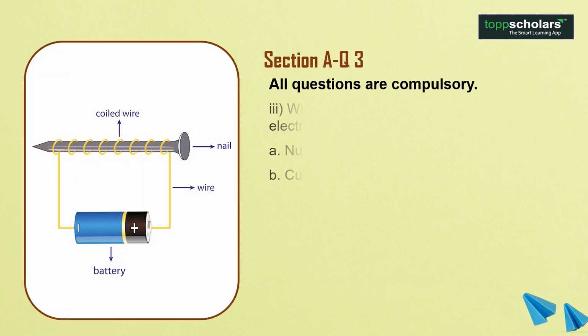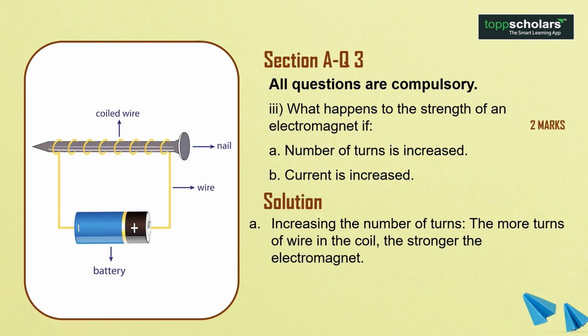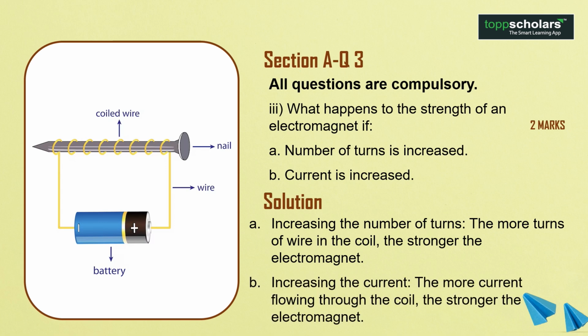Let's have a look at the third question. The next question says, what happens to the strength of an electromagnet if number of turns is increased, and if current is increased? This is again for 2 marks. Let's see the solution. Increasing the number of turns, the more turns of wire in the coil, the stronger the electromagnet. As the number of turns increases, the electromagnet gets stronger. What happens when current is increased? The more current flows through the coil, the stronger the electromagnet. That means with the increase in current, the electromagnet gets stronger.